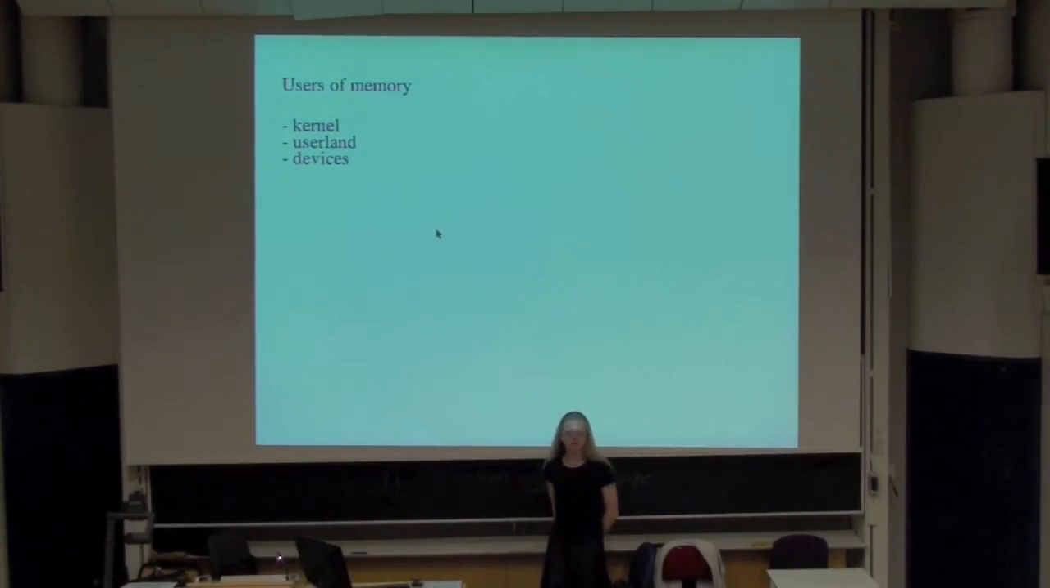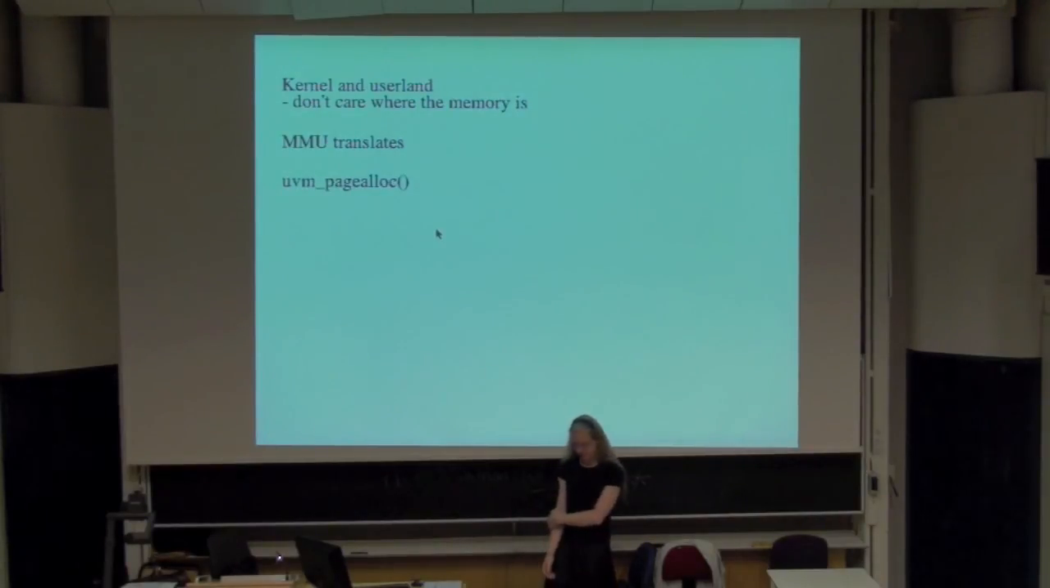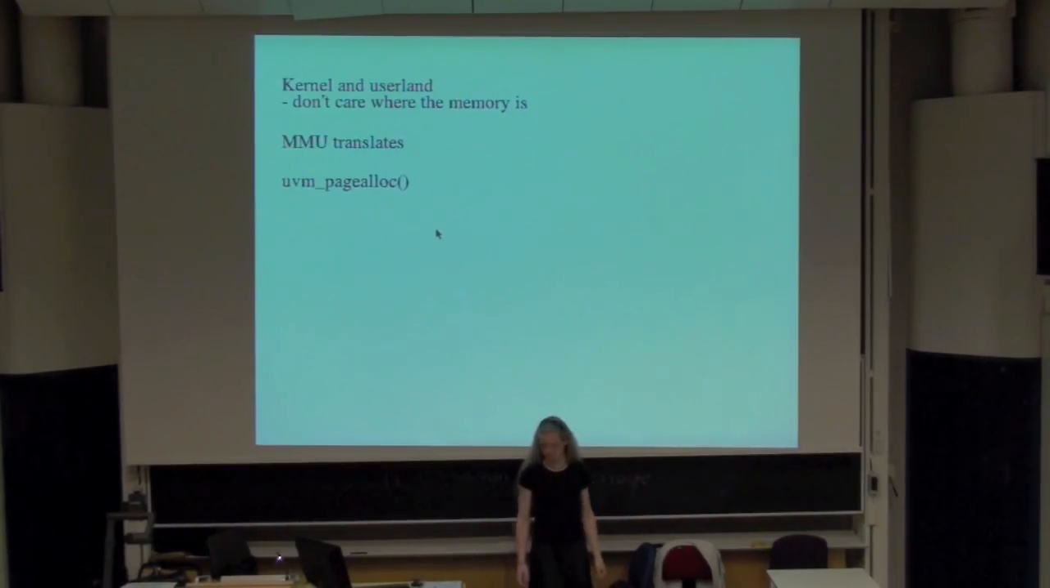Memory has basically 3 users in OpenBSD. There's the kernel, there are userland programs, and there are devices. Kernel and userland are very, very simple in this, because they have the MMU to translate everything for them, so any page will do. For this, we have a very simple allocator currently called uvm_pagealloc, and it just grabs a random page and gives it to us.